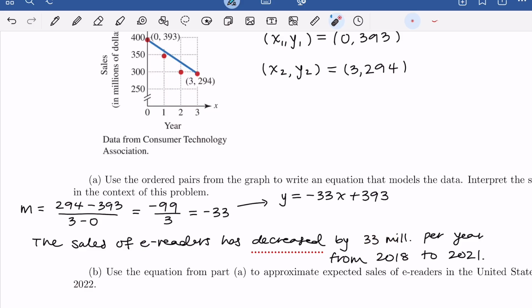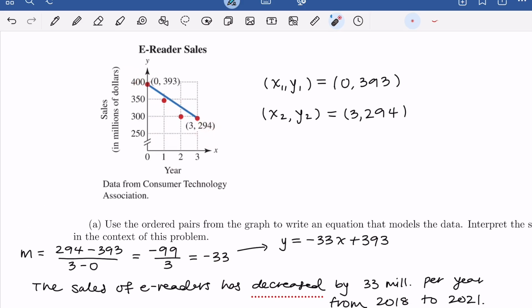And then notice here that this change is decreasing. That is also indicated in the sign of our slope here. Since our slope is negative, this is decreasing. And we can also see that in this line here, since it's falling from left to right.